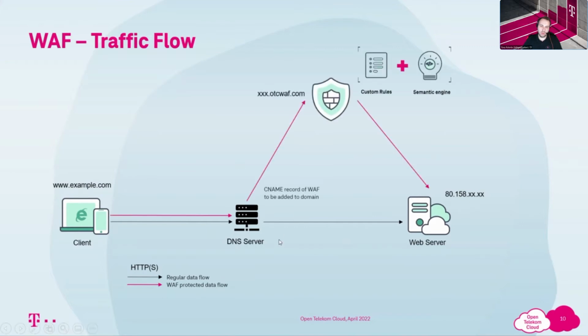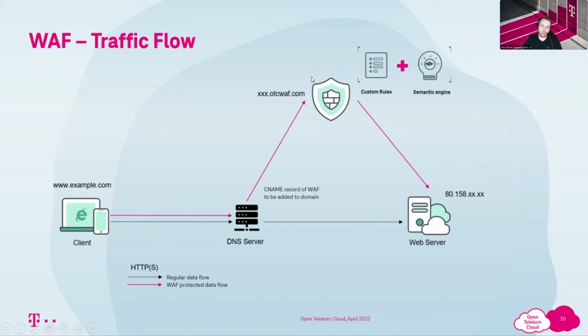When you implement the Web Application Firewall, you need to adapt the traffic flow, meaning you need to create a CNAME record in your DNS server, which is pointing to a custom URL you will get from us. It's something cryptic, and then otcwaf.com, to forward the traffic from the DNS server not directly to the web server, but firstly to the WAF. The WAF then has two engines, which I explain later, a regular and a semantic engine, and is analyzing the traffic. And if the traffic is considered legit, it will be forwarded to the web server. Otherwise, as explained, it will be dropped.